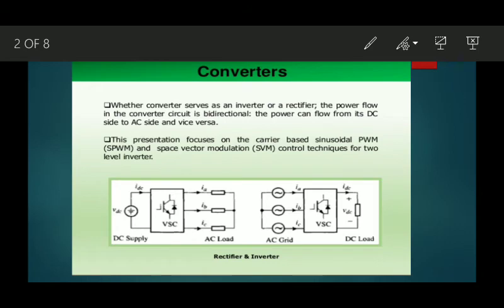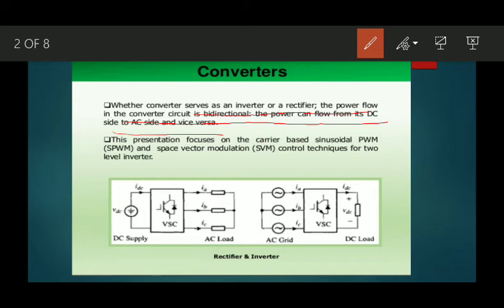Whether the converter serves as an inverter or rectifier, power flow in the converter circuit is bidirectional. Power can flow from the DC side to the AC side or vice versa.